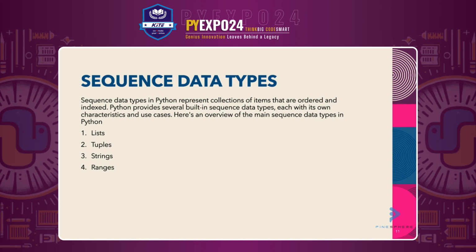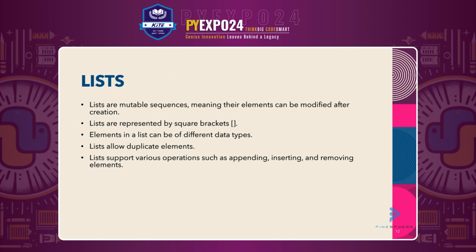The next is sequence data types. Sequence data types represent collections of items that are ordered and indexed. Okay, here are the main built-in sequence data types in Python, which are lists, tuples, strings and ranges. Okay, let us see one by one. Okay, lists in Python. Okay, lists are mutable sequences in Python, meaning that the elements in the list can be modified after the creation.